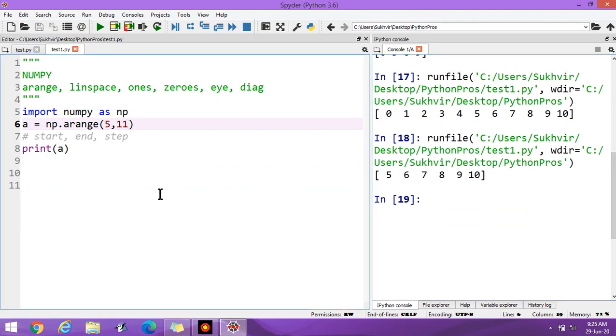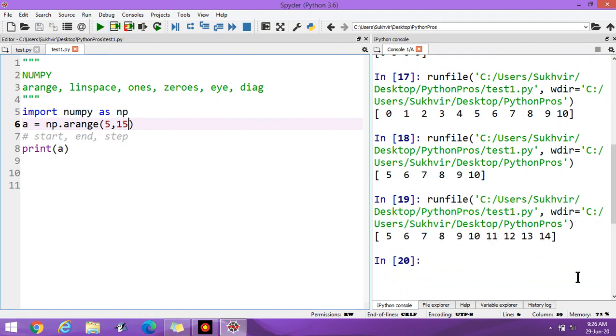Basically, what is the meaning of this? If I am writing 5 to 15, I can print from 5 to 14. It means the first value is included and second is excluded. Basically, I can write 15 minus 1 like this. It is the end point. Third one is the step.